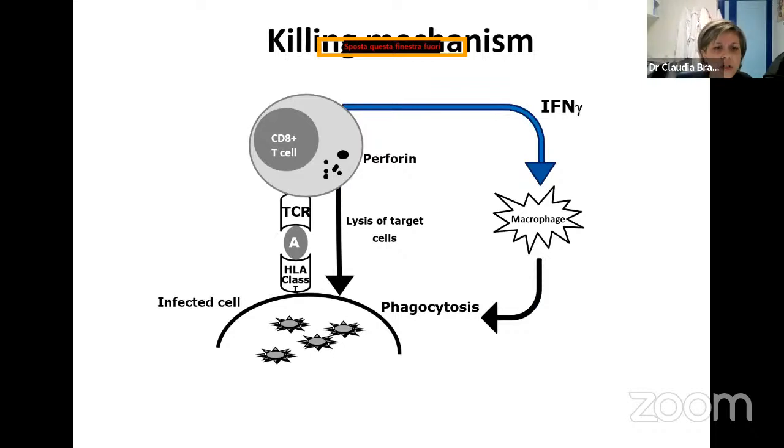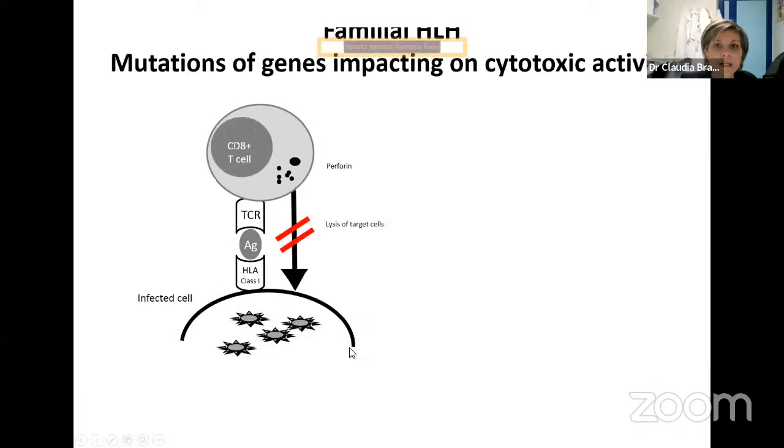In normal conditions, CD8 positive T cells and NK cells lyse target cells when the cell, for example, is infected by a virus, and also produce interferon gamma that stimulates macrophage activation, which helps the NK cells in this process of phagocytosis. But in familial HLH, the mutation of genes involved in cytotoxic activity stops this mechanism, and the CD8 positive T cells cannot lyse the target cells.